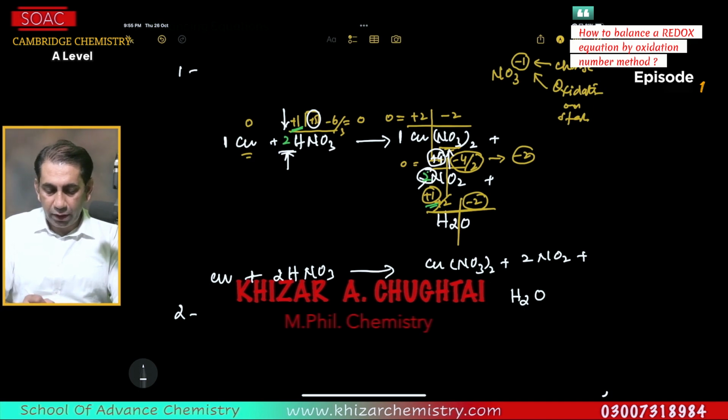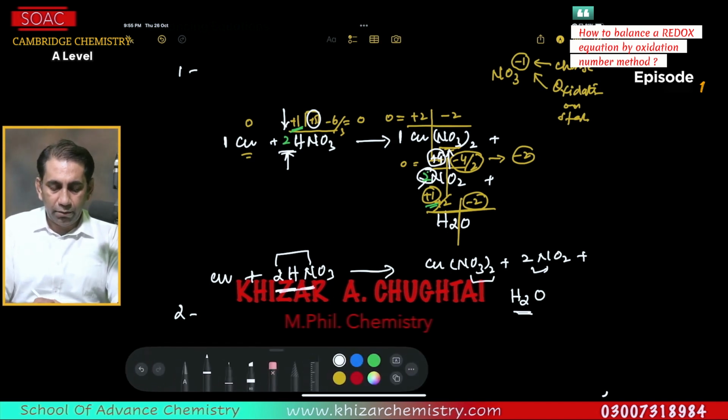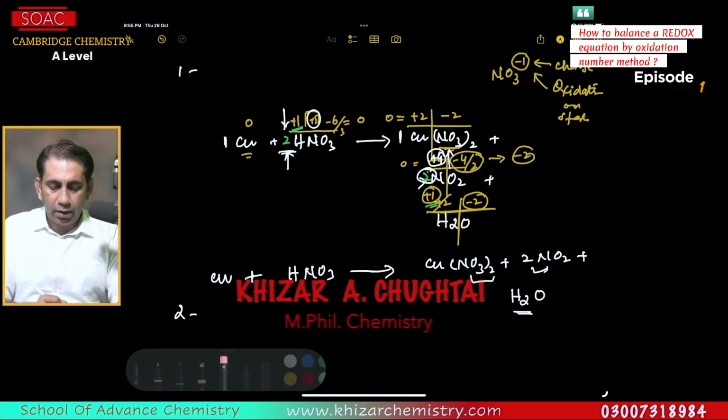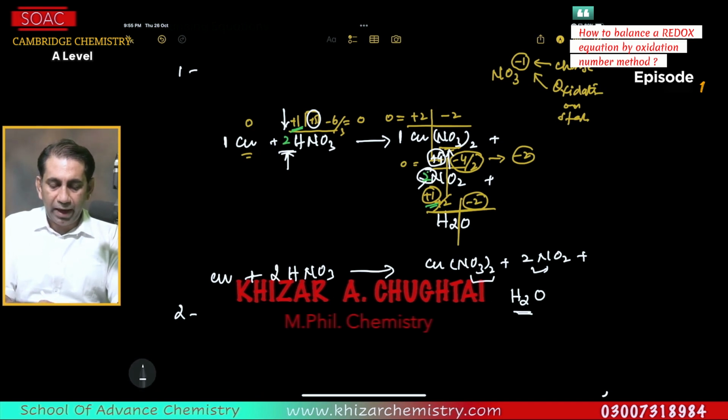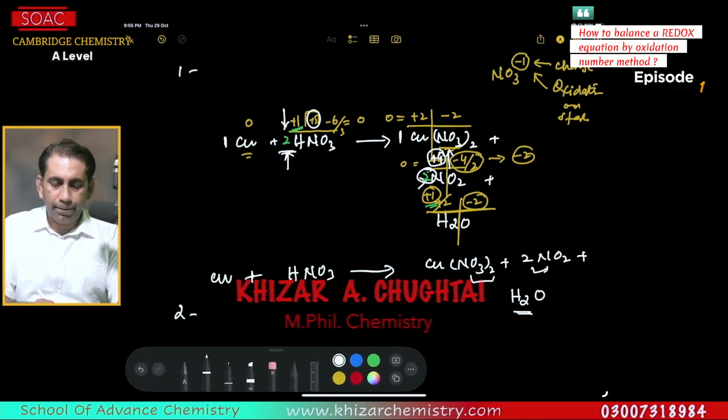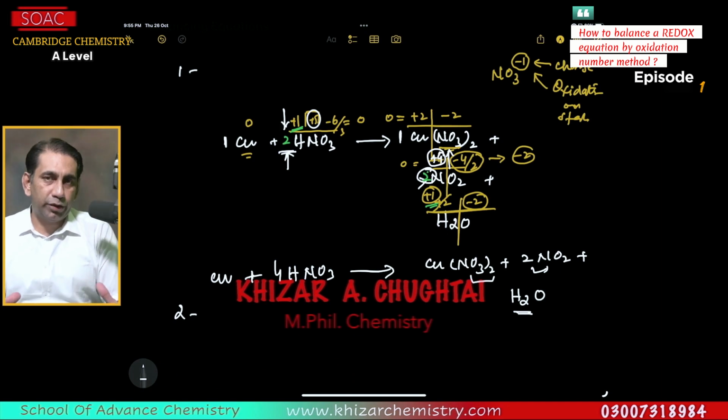So let me check hydrogen. 2 hydrogens over here, 2 hydrogens over here, so hydrogens are balanced. Come towards nitrogen. Here is 1 nitrogen, but here 2 plus 2, 4 nitrogens are lying on the right hand side. So we can write 4 over here to balance the nitrogen. 4 over here to balance the nitrogen atom.